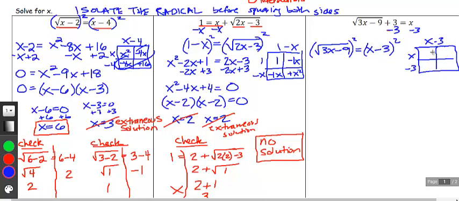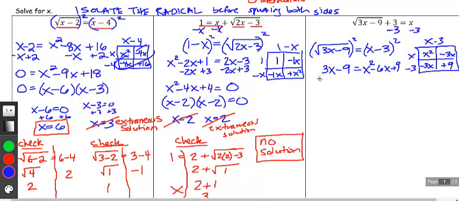We get x squared minus 3x minus 3x plus 9. And we're going to combine our like terms there. We get x squared minus 6x plus 9. And on the left side, we're going to cancel out the square and the square root, and we get 3x minus 9. All right, another quadratic.